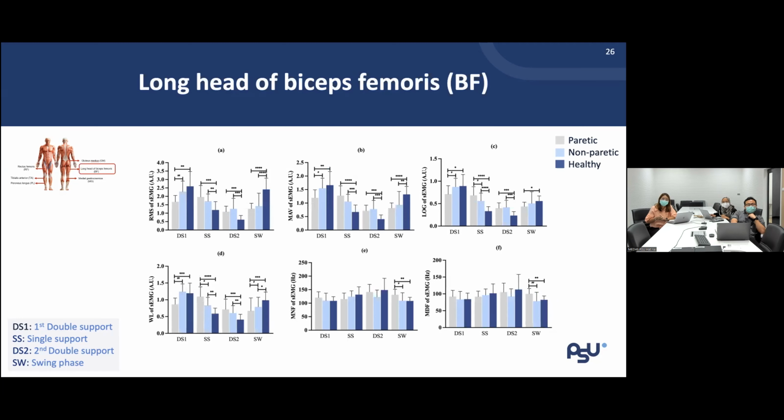And this is the long head of biceps femoris signal. The result from the time domain, also in some phase, such as in the swing phase, the frequency domain and time domain were in contrast as well.